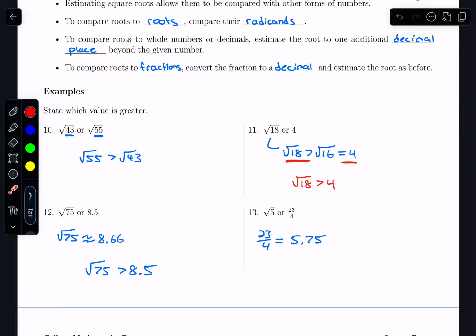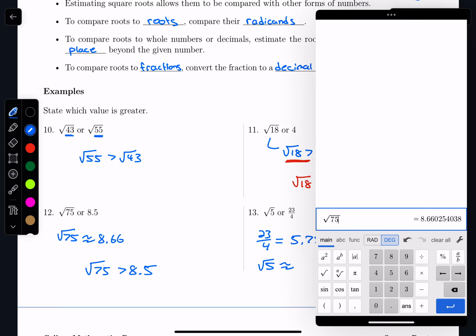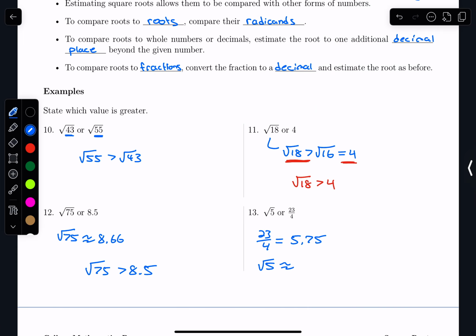So now we want to compare the square root of 5 to that. I already know that the square root of 5 is between 2 and 3 because I know the square root of 5 is between square root 4 and square root 9. So it's definitely going to be smaller than 23 over 4. But just to be safe, let's go ahead and say that the square root of 5 is approximately 2.236. Notice I went one decimal place farther just in case that was going to matter, but in this case it doesn't. 5.75 is clearly larger, so we can say that 23 over 4 is greater than the square root of 5.